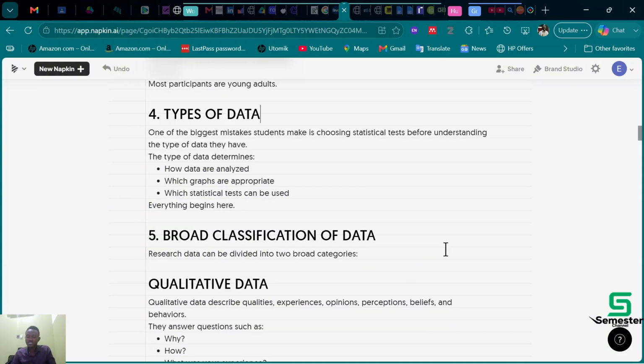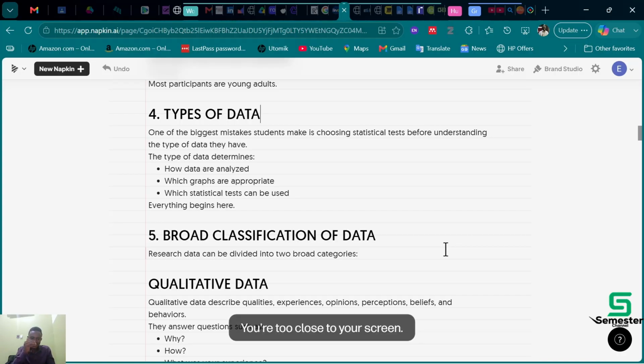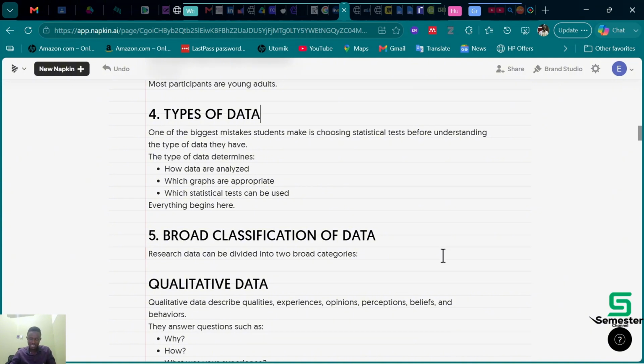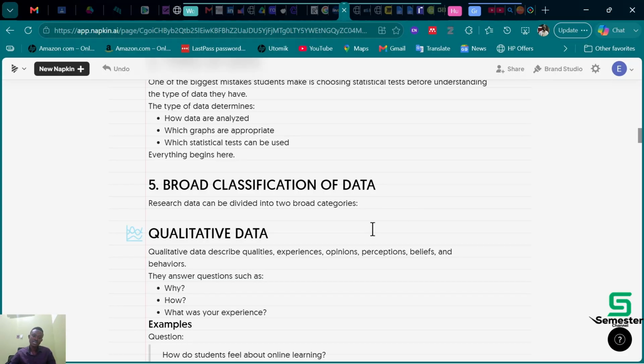Now, the most important part, okay, is to look at the types of data we have. All right, even though data is ubiquitous, you have to group it so that you understand it and know how to analyze that type of data. The type of data would help you know what and how to analyze, the appropriate graphs for that particular data, and then the tests to run for that particular data. So, broad classification, we have qualitative and then quantitative.